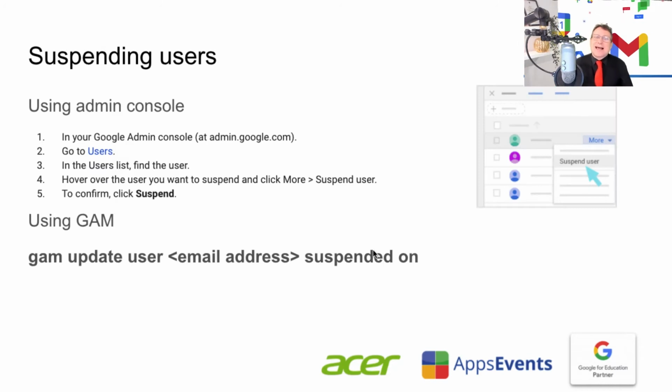So let's talk about how you actually go ahead and suspend an account. What I'm going to do is talk through suspending a user, and then I'm going to show you that in the admin console and show you that in GAM as well. To suspend a user, very straightforward. You just want to go into the admin console, go to your users, find the user you want, hover over them, click more, and then suspend user. And then to confirm it, you click suspend.